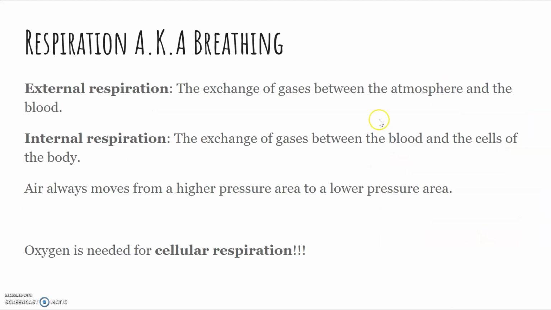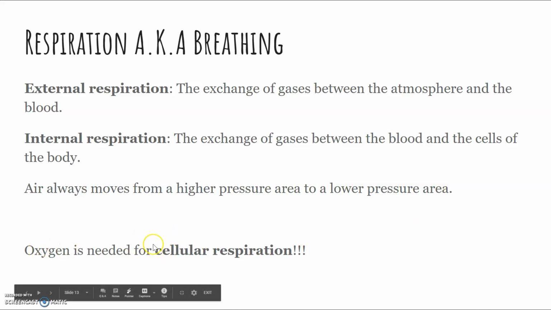So respiration, this is breathing, right? We do two different types of breathing, external and internal. External is exchanging gases between the atmosphere and your blood, and then we also have internal respiration, which is gases between blood and cells of the body. And kind of like everything else, it goes from a higher pressure to a lower pressure, right? High concentration to low concentration. And then the oxygen is used for cellular respiration, right?